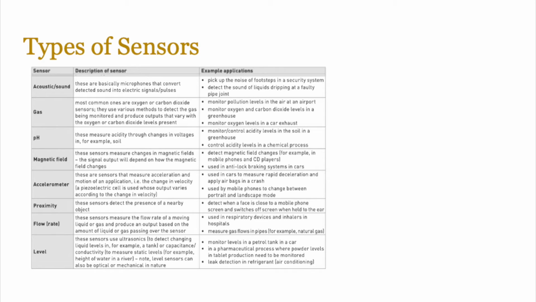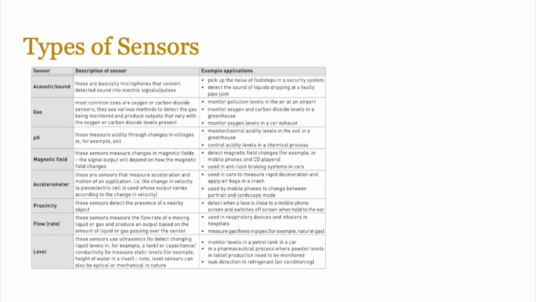These are basically microphones that convert detected sound into electrical signals or pulses, and we use it to pick up noises of footsteps or alarm systems, and we use it to detect if there's leaks happening, things like detect the sound of liquids dripping at a faulty pipe joint, for example. Sound sensors or acoustic sensors are used there.